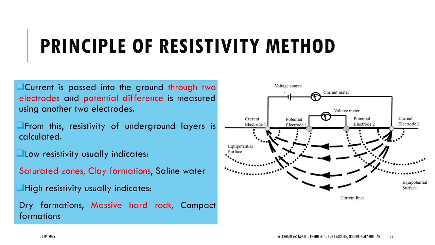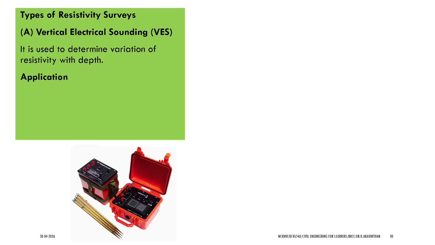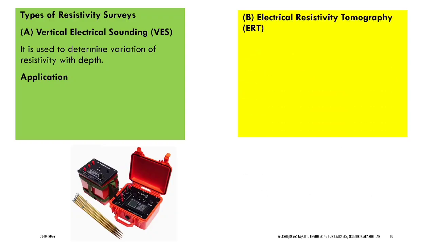Low resistivity generally indicates saturated zones where you might find clay or saline water. In water you have saline water and normal water, so if the resistivity is very low, it might be saline. High resistivity means a dry formation with no water, where massive rocks or compacted areas are present. There are two types of electrical resistivity. One is called vertical electrical soundings, VES. It is used to determine the variation of resistivity with respect to depth.